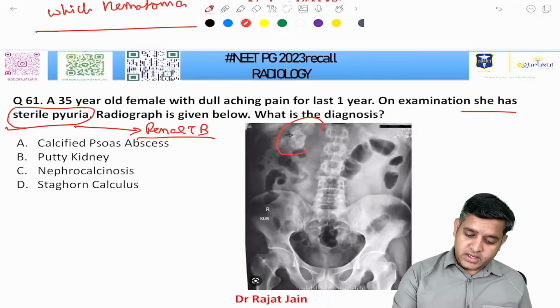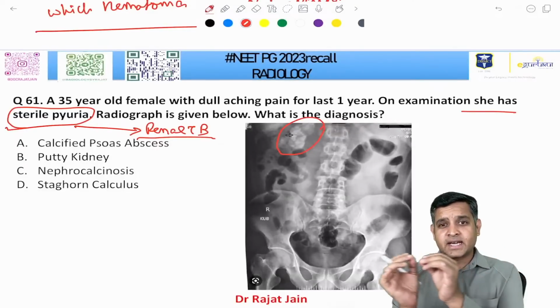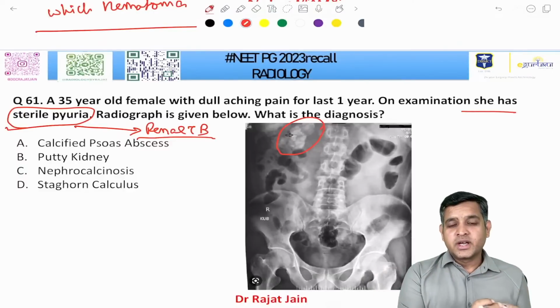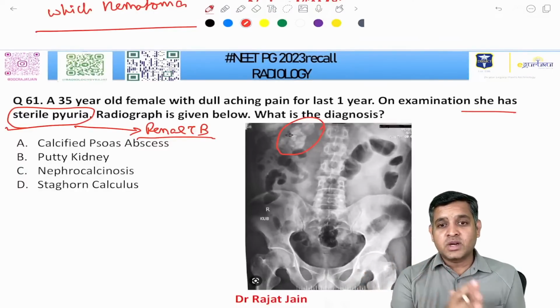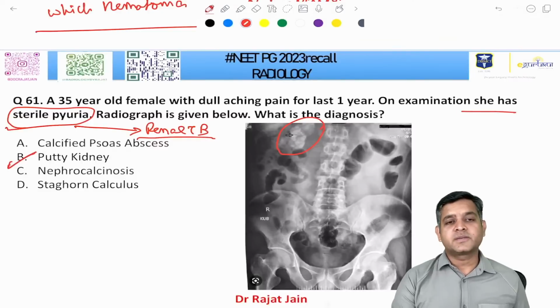Now you are seeing calcifications. If it is white, it is either bone or stone. If it is in the lumen, calculus. If it is in the tissue, calcification. Answer is putty kidney.